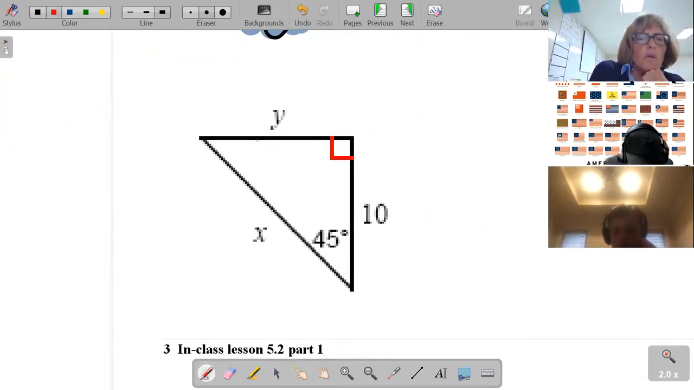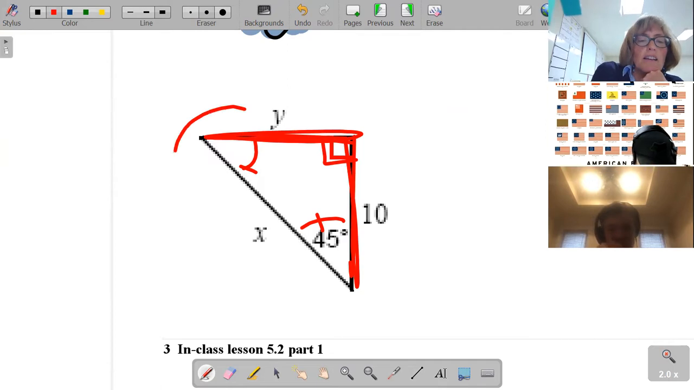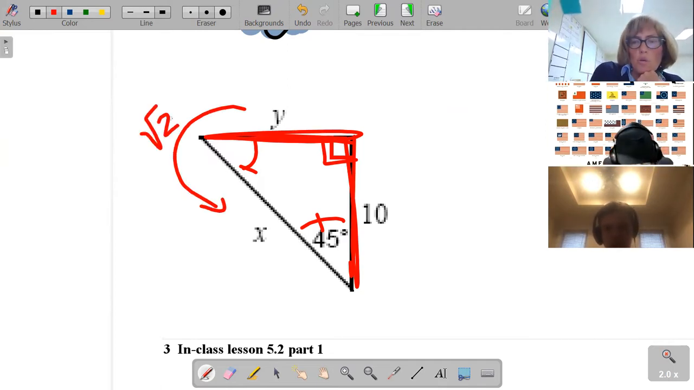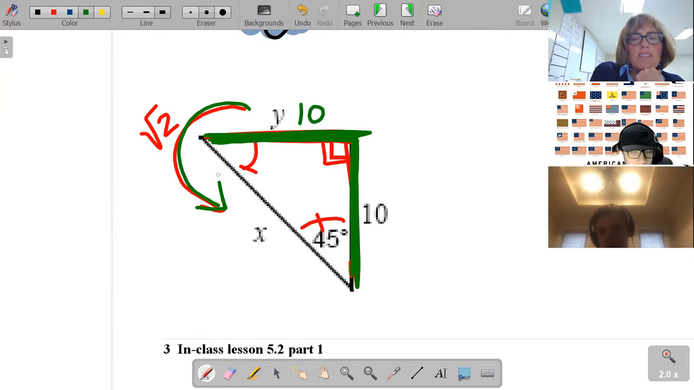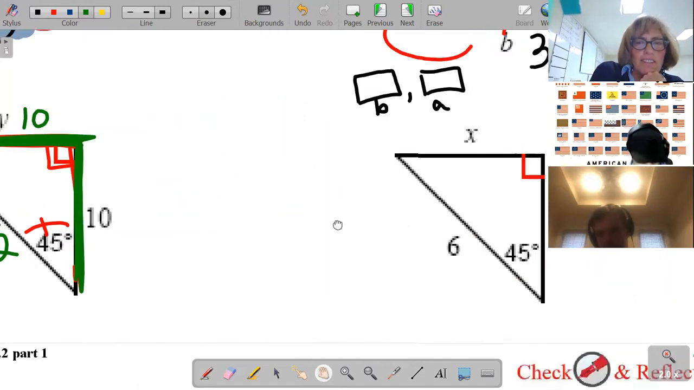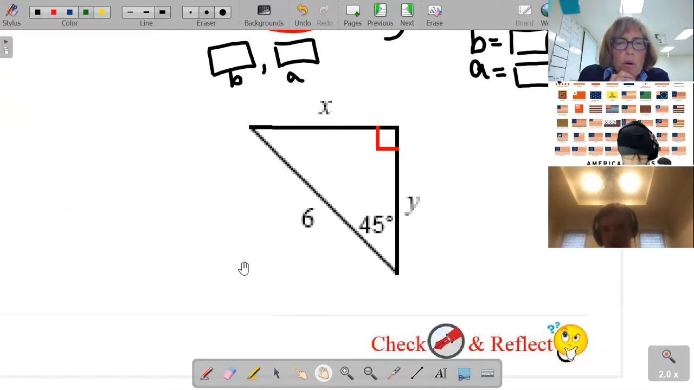Ready? 45, 45, 90, leg, leg, leg, root 2. Okay, step 1. Raquel, if this leg is 10, what would Y be? 10, correct. If the leg is 10, Tim, what is the X going to be? 10 root 2. You got it. Look how fast this is. Okay, friends, if you can do this, you have graduated and I'll boot you out of this room. Send me the answer for both X and Y here. Go.